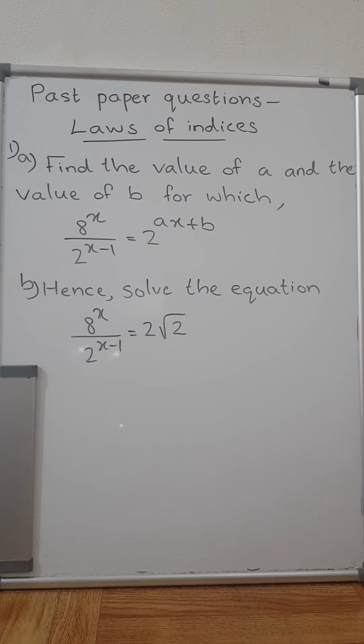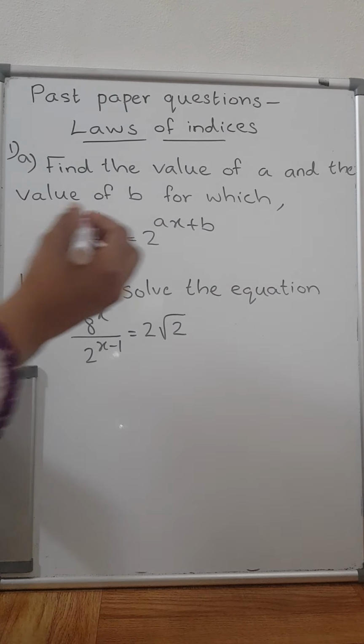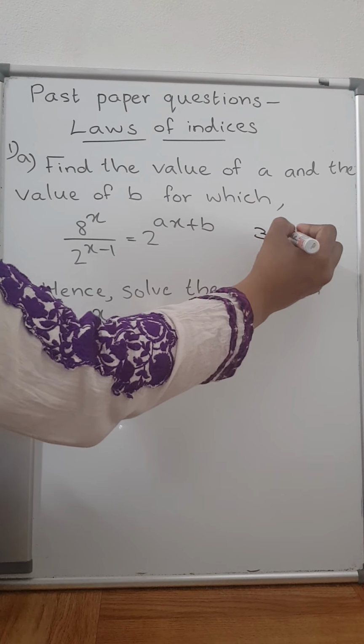First question, A part. Find the value of a and the value of b for which 8 to the power x divided by 2 to the power x minus 1 is equal to 2 to the power ax plus b. The question carries 3 marks.